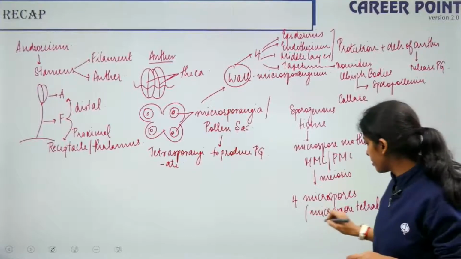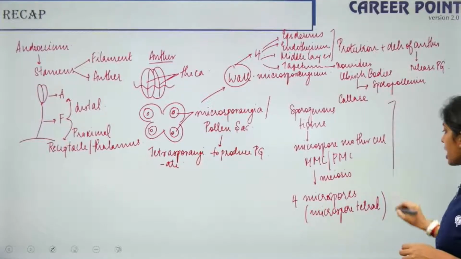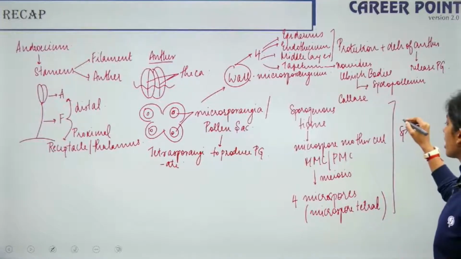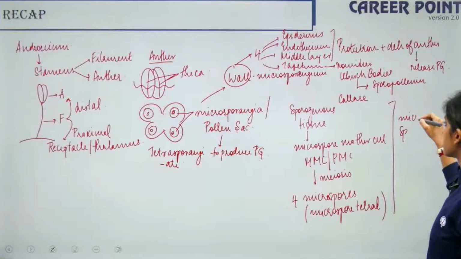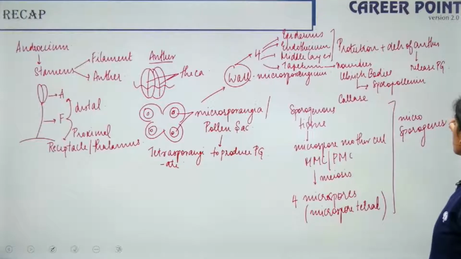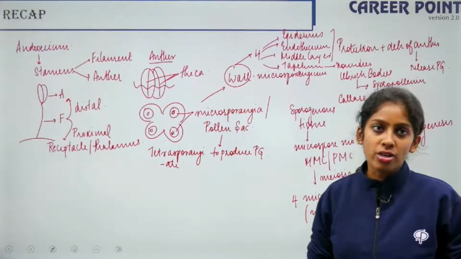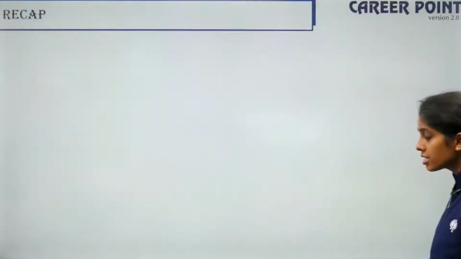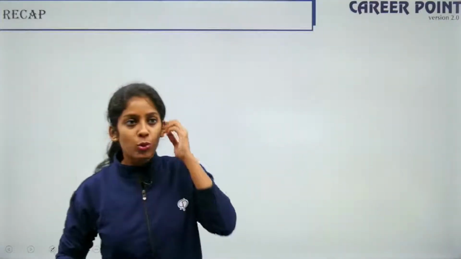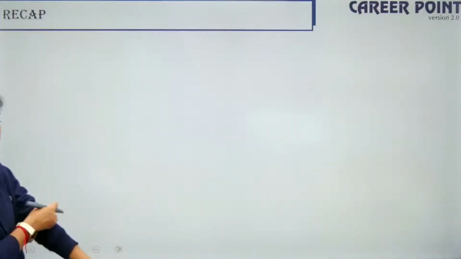Fine, right? So, this entire process is called microsporogenesis. The formation of microspores from the microspore mother cell through the process of meiosis is microsporogenesis. So, moving further, next we'll talk about how the pollen grain further divides.